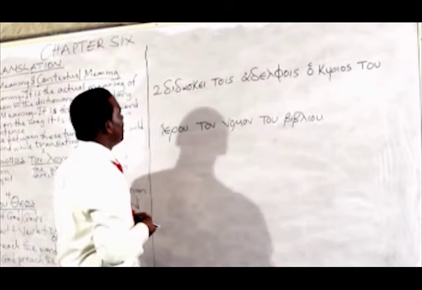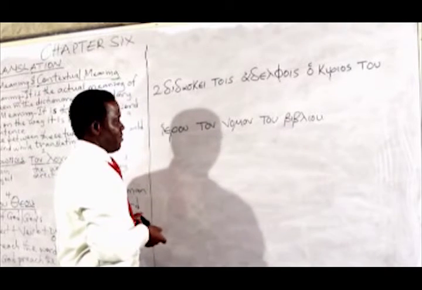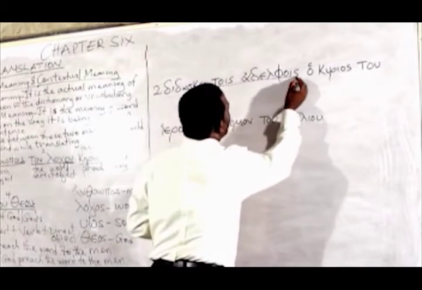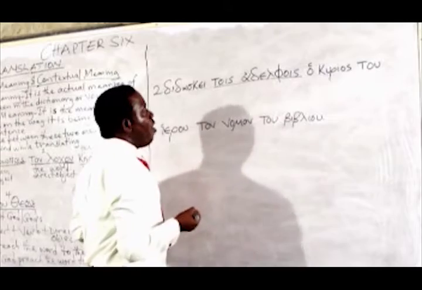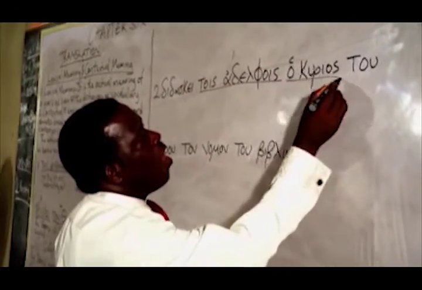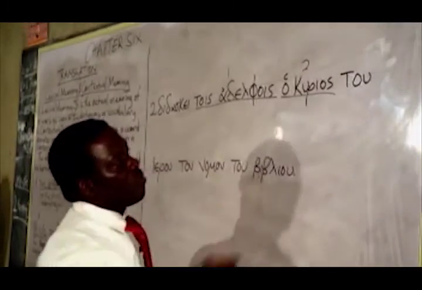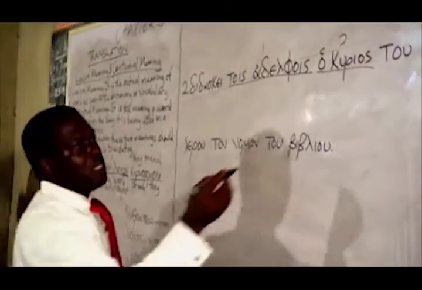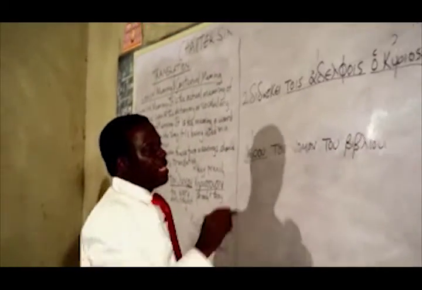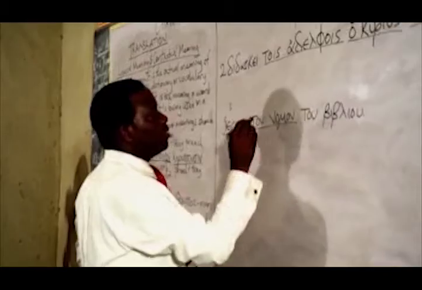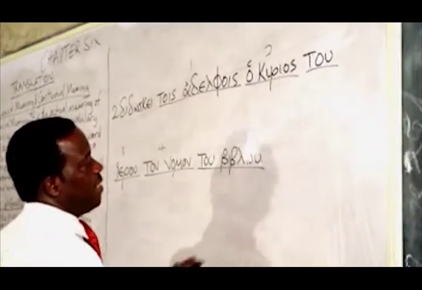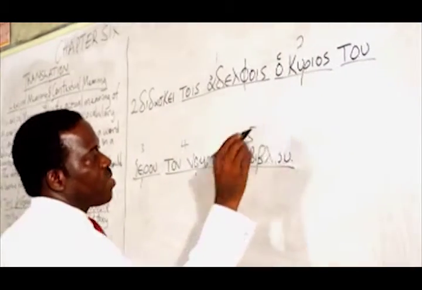Here we have to identify the nouns. The first one with the article is toys. The second one is curious. The third one is tou hierou. And the fourth is ton nomon. The fifth is tou bibliou.